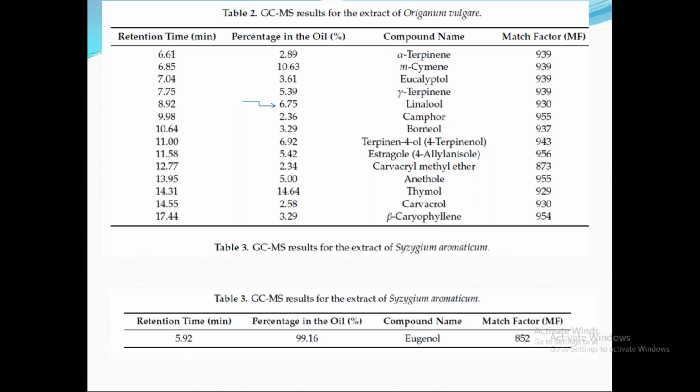Table number 3 shows the results of the extract of clove oil. We can see the main constituent in the oil, 99%, is eugenol.